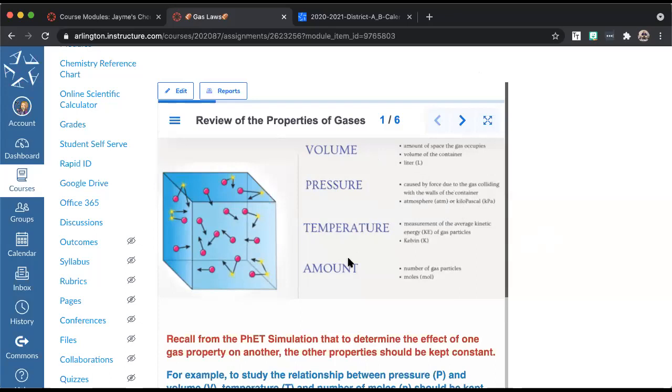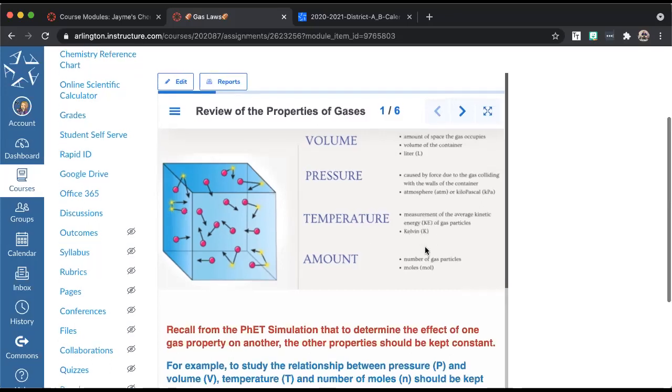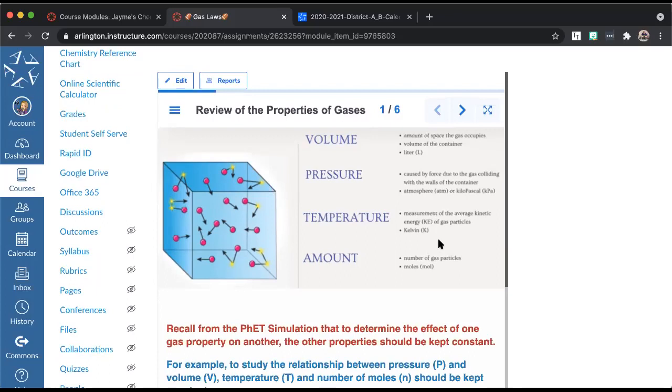And then temperature, we talked about, it's actually the measurement of average kinetic energy. So it's measuring how fast the particles are moving, how much energy they have. And so for gases, remember, we always measure it in Kelvin. So if you're given a Celsius temperature, you have to convert it to Kelvin before you can use it for any kind of gas questions.